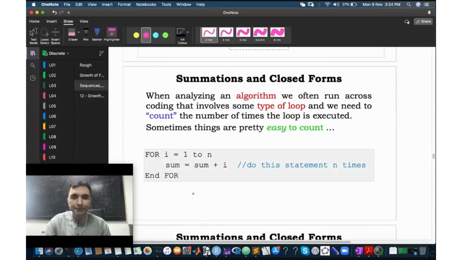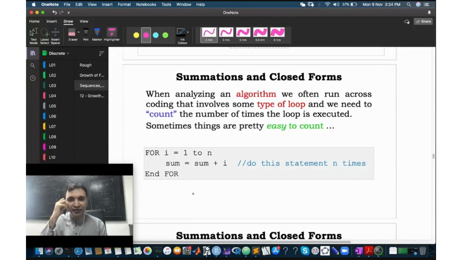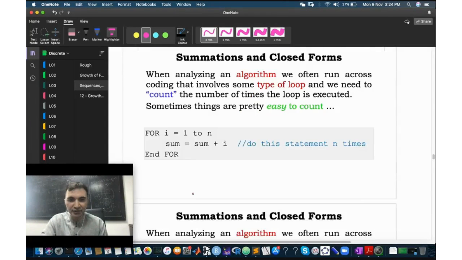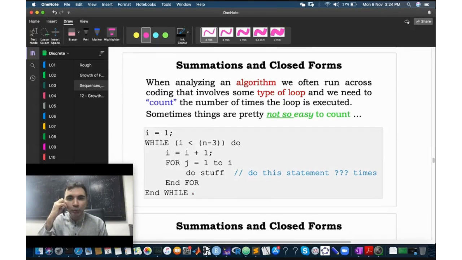When analyzing an algorithm, we often run across code that involves some type of loop, and we need to count the number of times the loop is executed, right? We have seen this before. Sometimes things are easy to compute, like in here, i goes from 1 to n, and then sum is equal to sum plus i. But sometimes things are not so easy because the loop depends on the index of another loop. So for example, over here j runs from 1 to i.